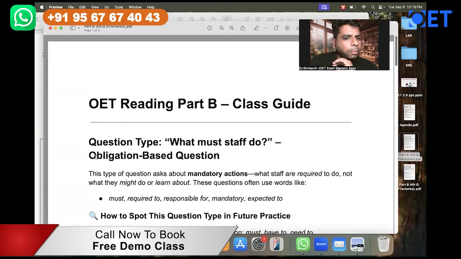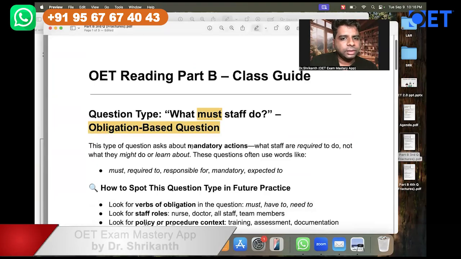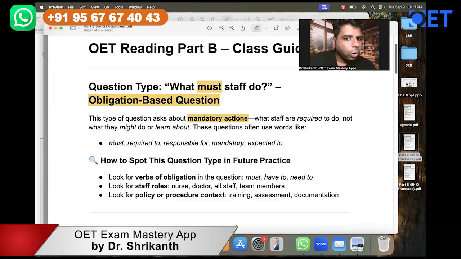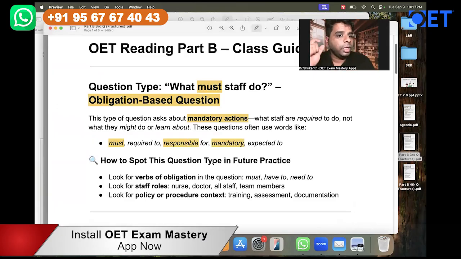So this is an obligation based question that we read. Right. So what must the staff do? So this type of question asks about mandatory actions. That is what staff are required to do. Okay. So over here, very strong words like must, responsible, mandatory. These type of words you should be looking out for. That is, even before you read the paragraph, you have to train yourself. Okay. This is what you have to go and find out.